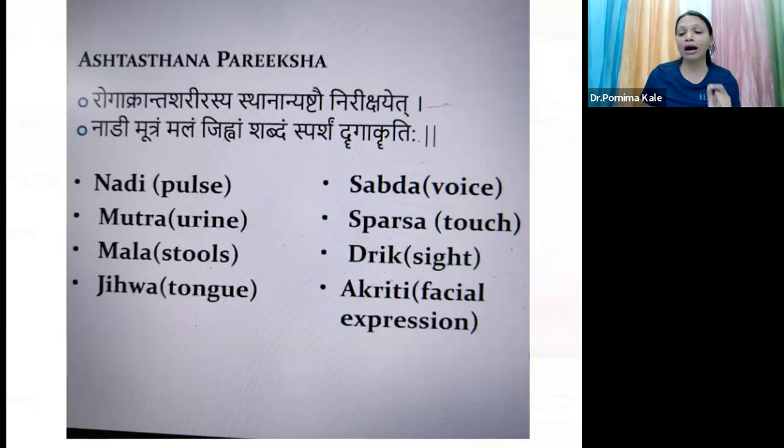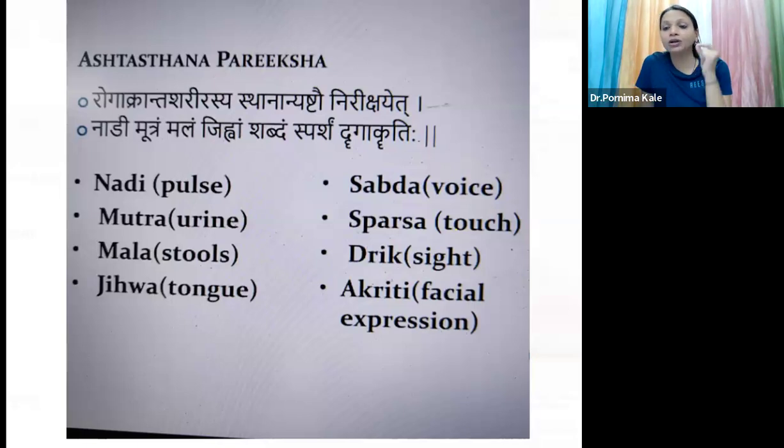Okay, jivha, tongue, again a very important aspect. Why? Because the tongue is said to be the mirror of the GI tract. What is the GI tract? Gastrointestinal tract, the tract which starts from our mouth and ends at our anus. So if any toxins are stuck in our digestive system, it will reflect on our tongue. In that patient you will see the tongue will be white and coated.